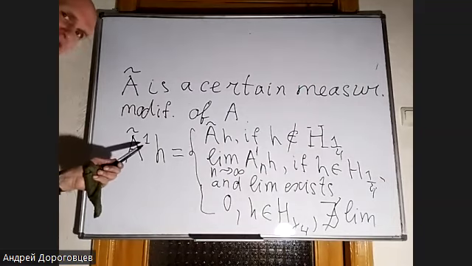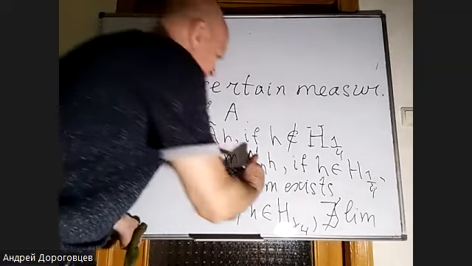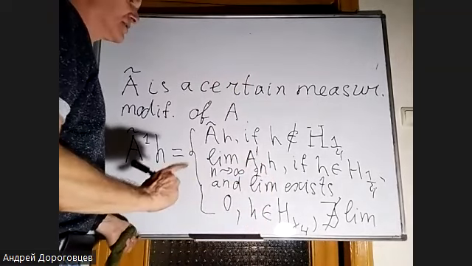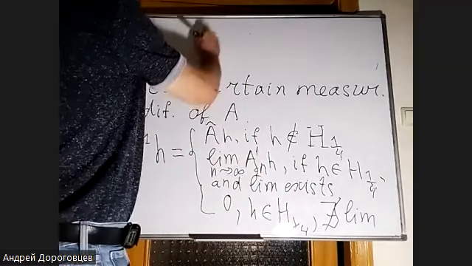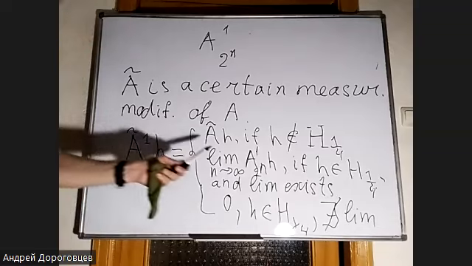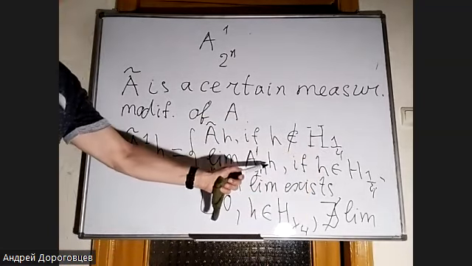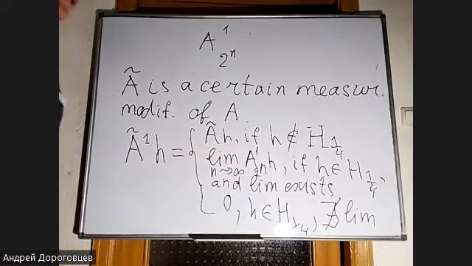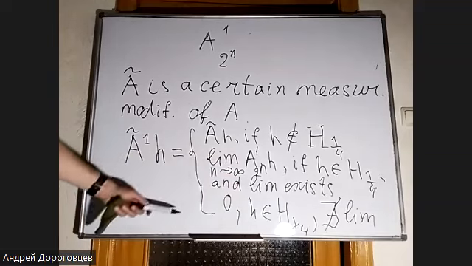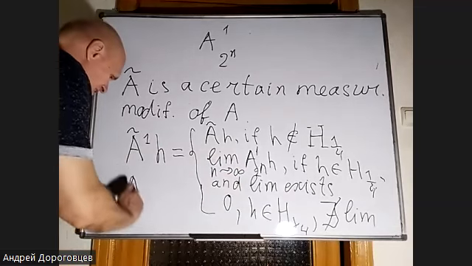In the same way one can define A over 2. But just one moment, please put here 2 over n. Excuse me, 2 over n, A prime with 2 over n power. Why am I putting it here? Because it can be proved, and please check it again, that for such a sequence, due to this relationship, the limit exists with probability 1 for any H. For fixed H, it exists with probability 1.